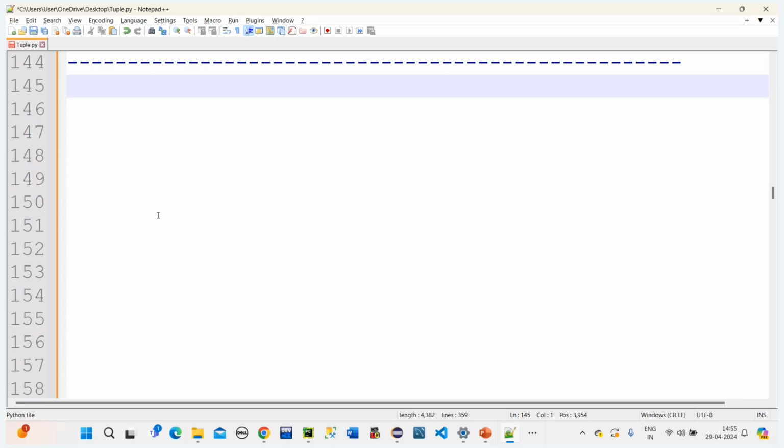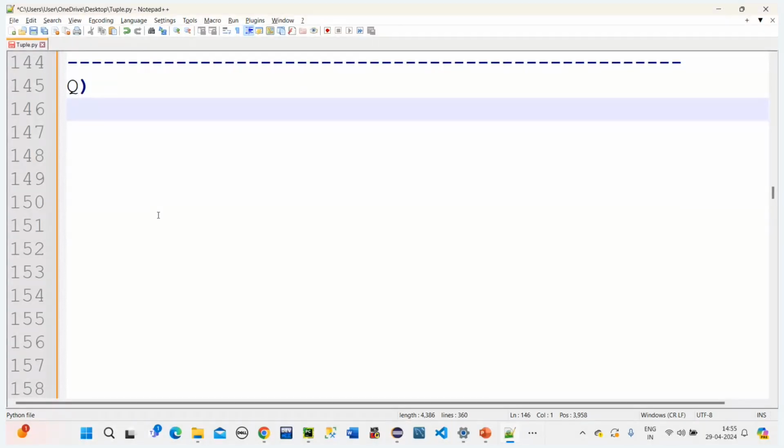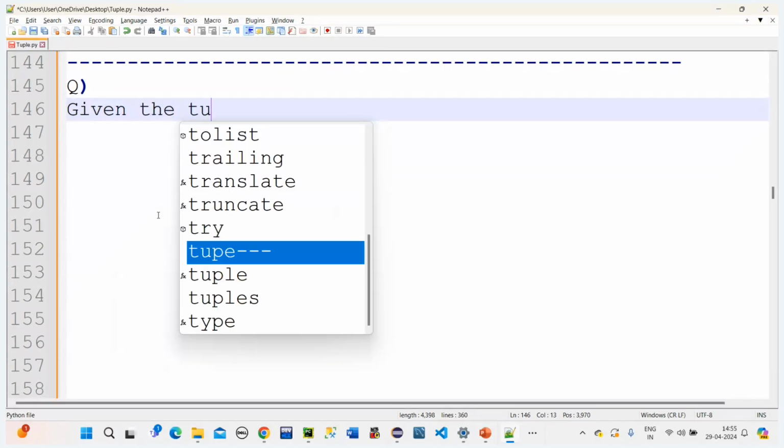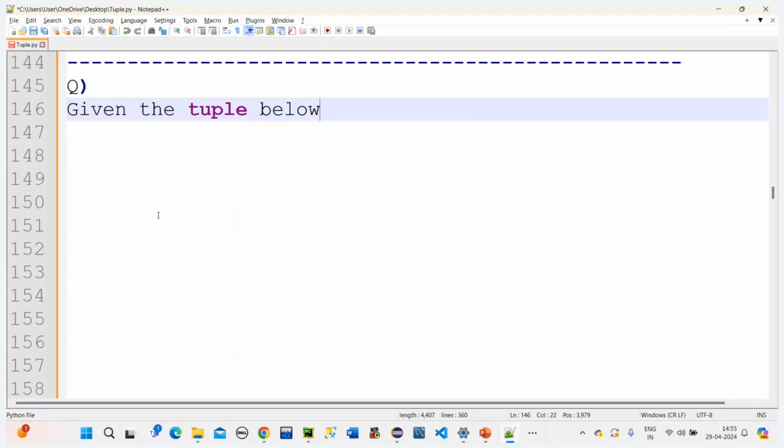So now here I have a question for you all. I'm giving you a question. I want you to try to solve it. And in tomorrow's class I will discuss it. So the question is: given the tuple below, what is it representing?